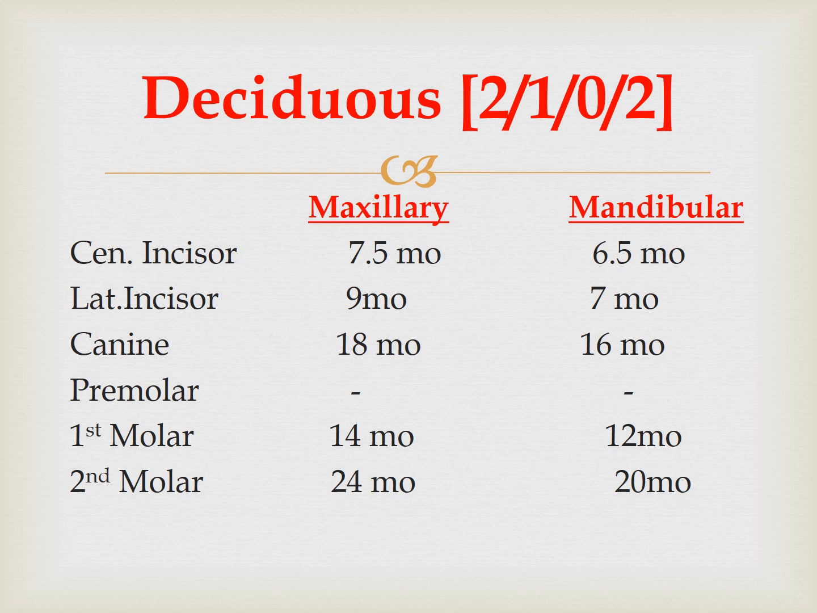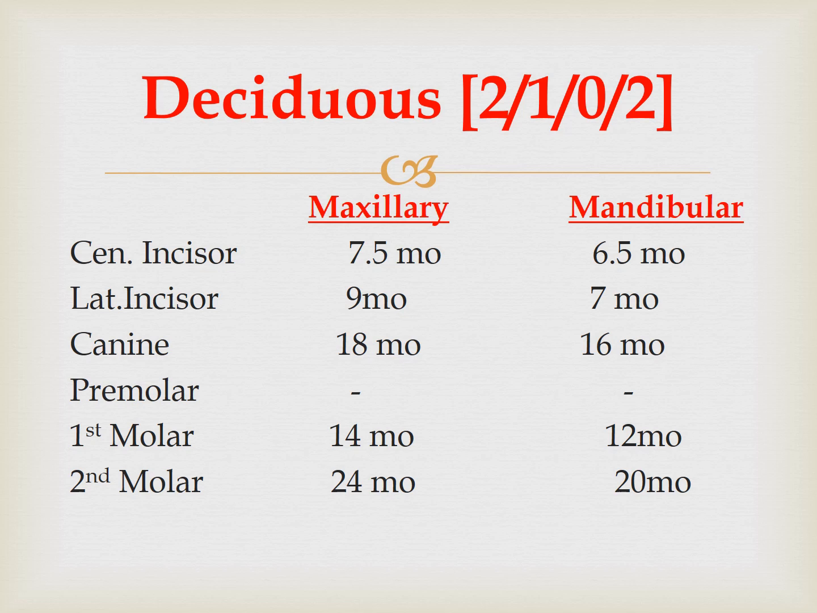Now the age of dentition in the mandibular and maxillary. Upper jaw is maxillary, lower jaw is mandible. For the central incisor, usually in the lower jaw, the eruption of teeth is earlier. So central incisor is 6.5 months in mandibular, 7.5 months in maxillary. Lateral incisor 7 months in mandibular, 9 months in maxillary. Canine 16 months in mandibular, 18 months in maxillary. And there are no premolars.